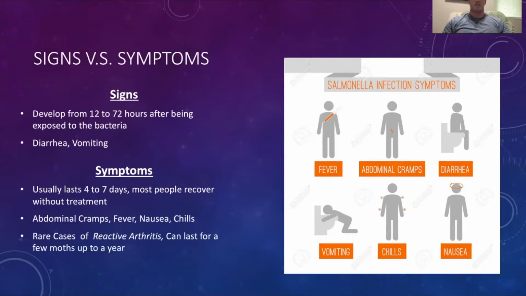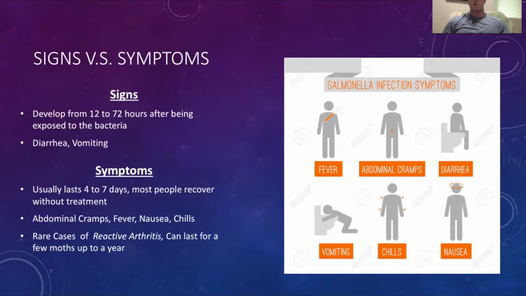Symptoms are things that only the person that is infected with or has come in contact with the bacteria can feel, and they just have to tell us about them, and we just have to believe them. Symptoms usually last anywhere from 4 to 7 days. Most people recover without any treatment, and they don't really have any problems. There are rare cases where, because of the diarrhea and the vomiting, people have to be hospitalized.